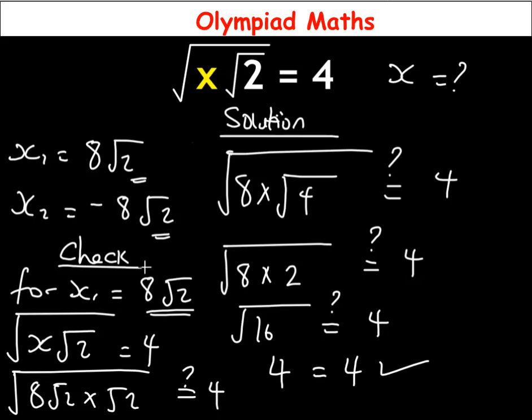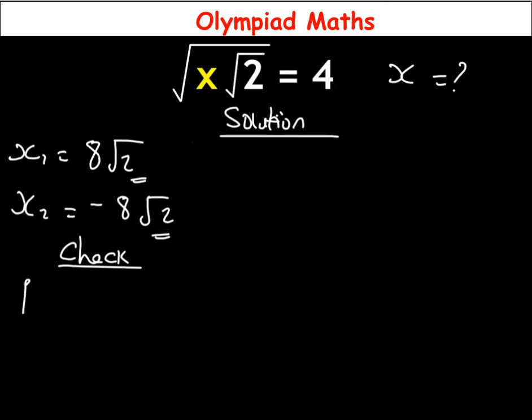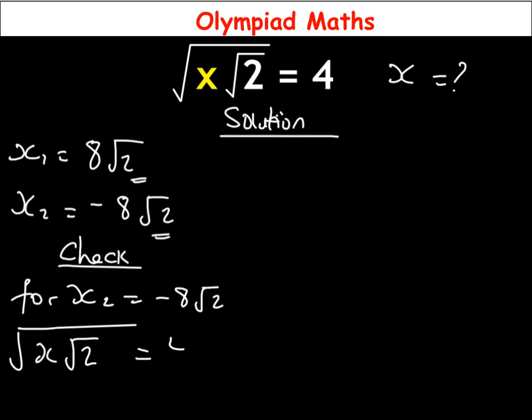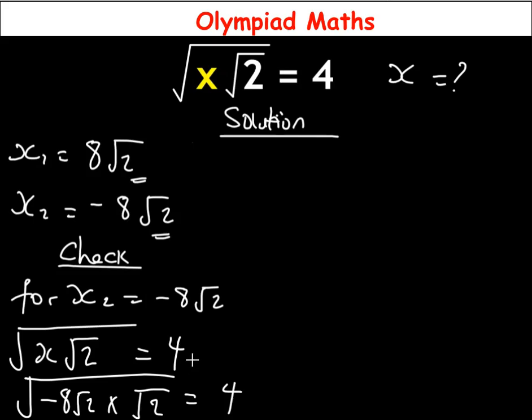Let's then check whether the value of x2 will give us the value of 4 from the equation. For the value of x2, which equals minus 8√2, the equation is √x · √2 is equal to 4. So x2 is minus 8√2. We have the square root of x, which is now minus 8√2, then times √2, which equals 4. So can this be equal to 4?